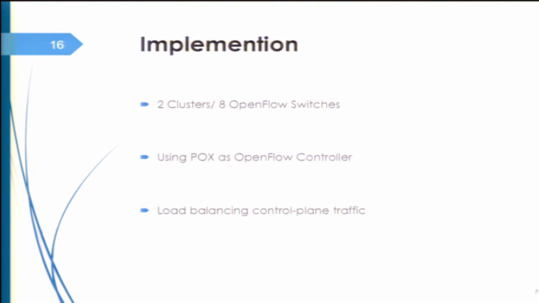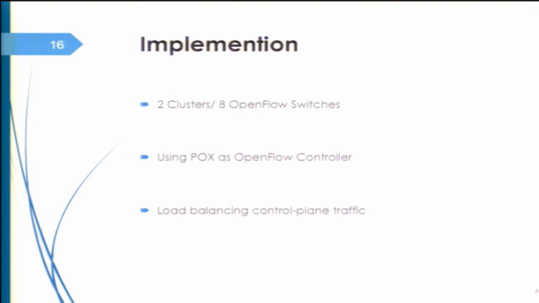In our implementation of the architecture, we use two machines to form the cluster, because we just tested its preliminary performance. It's ongoing work. So in the implementation, we use two servers to form the cluster, and then use 8 OpenFlow switches to form the load balancer. We just mentioned that the load balancer is actually a small SDN network. And we use POX as the OpenFlow controller.